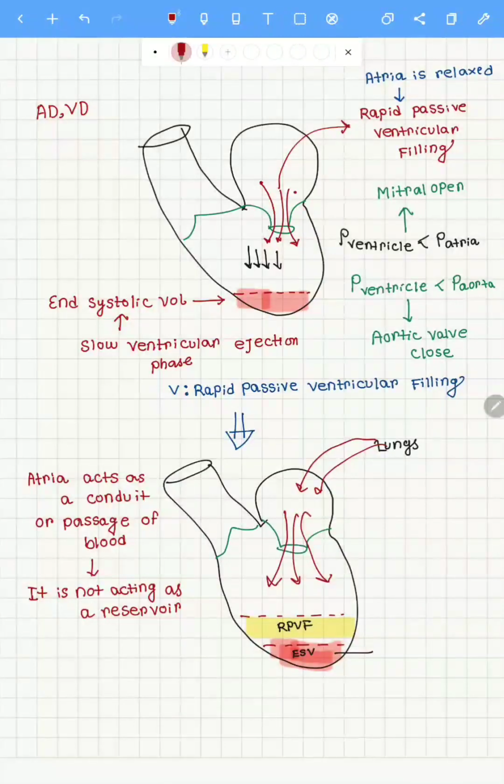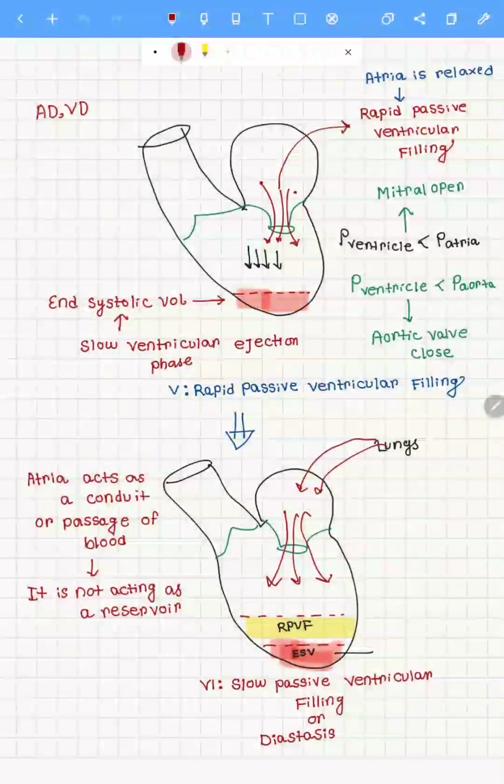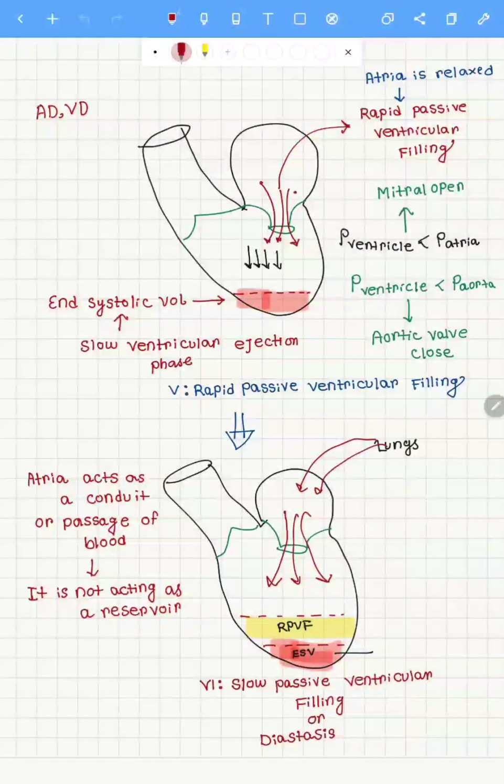Now this phase is over. This phase is called slow passive ventricular filling, or diastasis. In this phase also, atria and ventricle both are relaxing. So we can say that it is atrial diastole and ventricular diastole. So let me write this: atrial diastole and ventricular diastole.